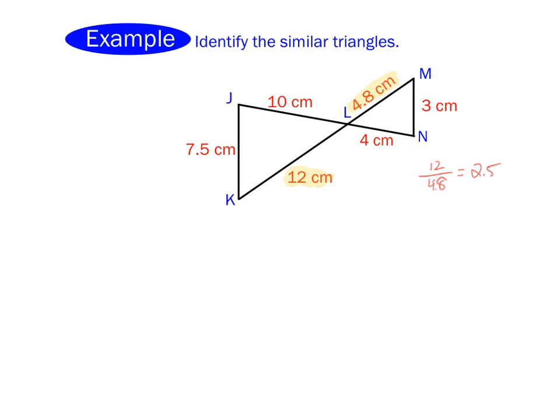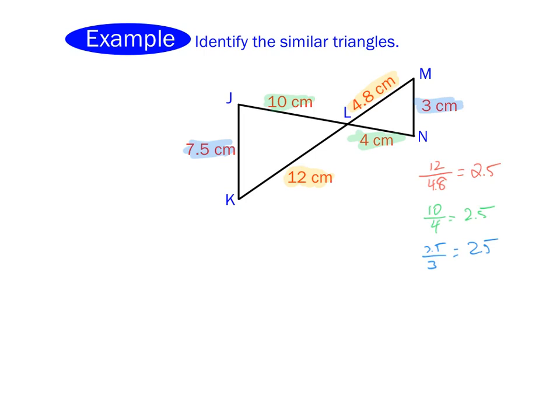To make sure that this ratio holds for all pairs of sides, we have to do it for the other two pairs. We started with the biggest. Now we'll go to the next biggest, which is 10 and 4. 10 divided by 4 also gets 2.5. Now that isn't a dead giveaway. We still have to do the last pair, which is 7.5 and 3. 7.5 divided by 3 also gives us 2.5.